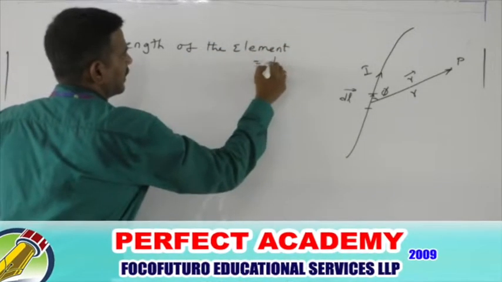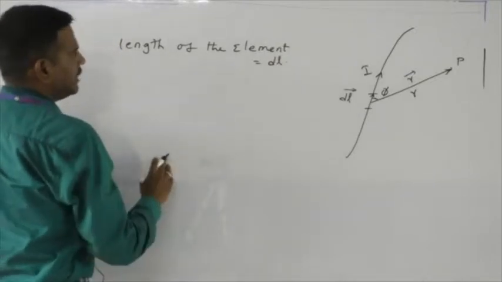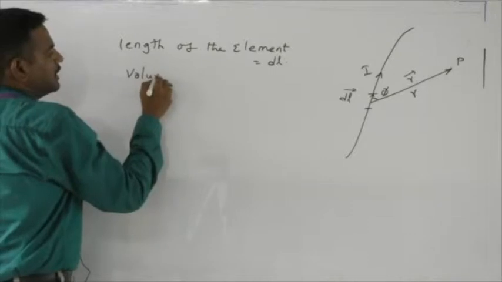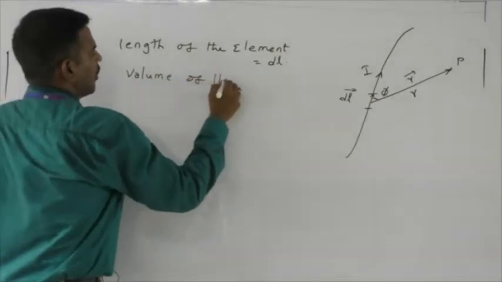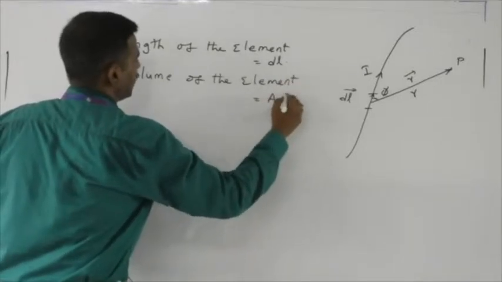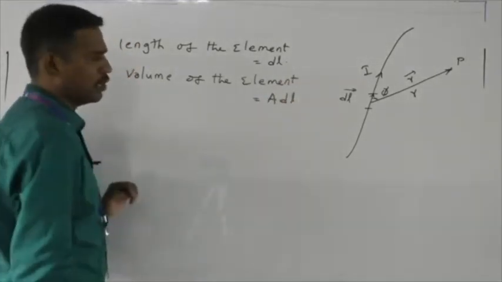As I told you there, dl is going to be the length of the element. Then if A is the area of cross section, what is going to be the volume of the element? If I know the area of cross section and the length, the product is nothing but the volume of the element.